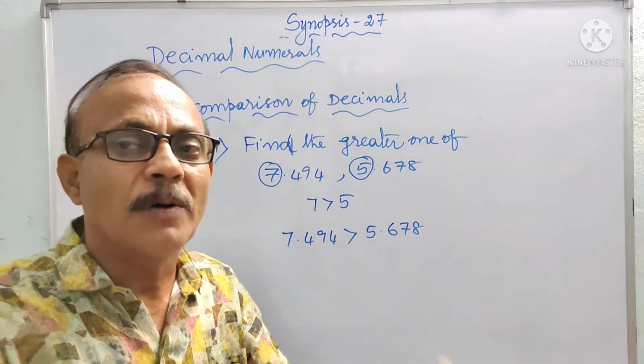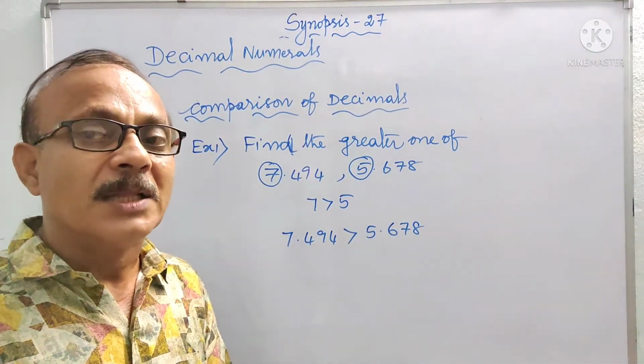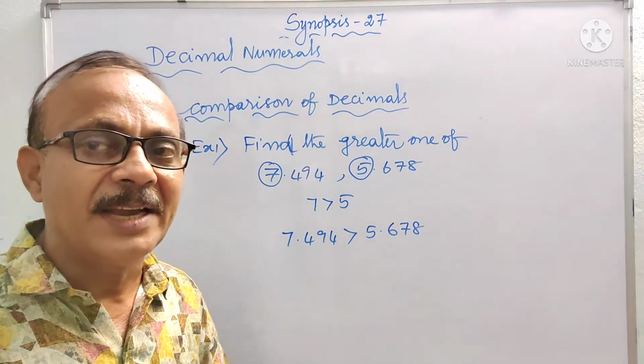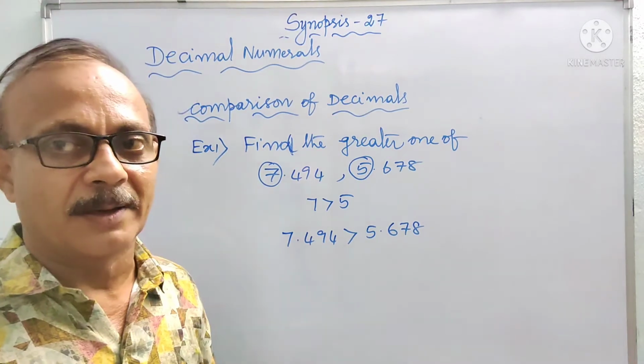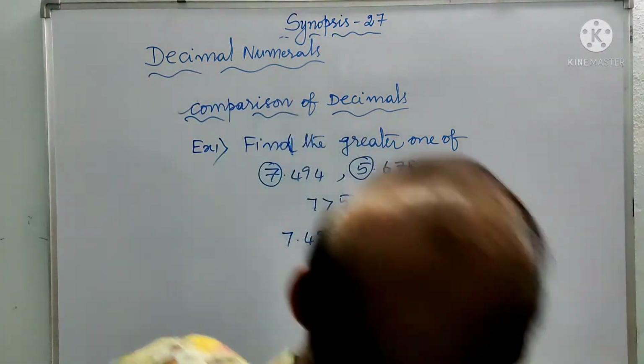So the business is over there itself, because the whole part itself decided which of the given two decimals is bigger. Next, let us see one more.